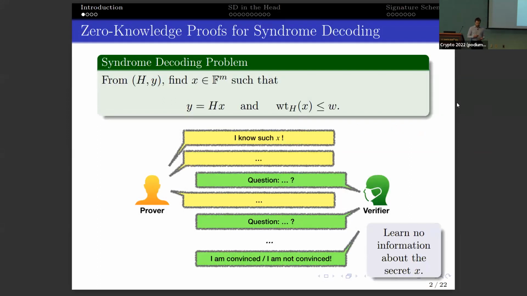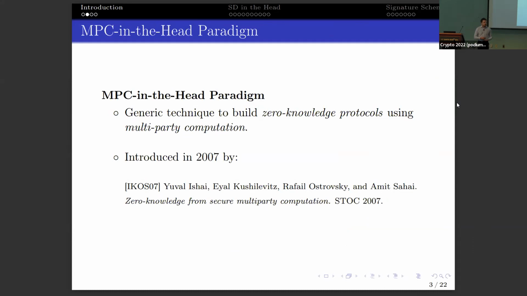Our goal is to build a zero-knowledge proof of knowledge for this problem. More precisely, we want to design a protocol where a prover wants to convince a verifier that she knows the solution of a syndrome decoding instance without leaking any information about the secret itself. To build this zero-knowledge proof, we will rely on the MPC-in-the-head paradigm introduced in 2007 by this famous article of Ishai et al.